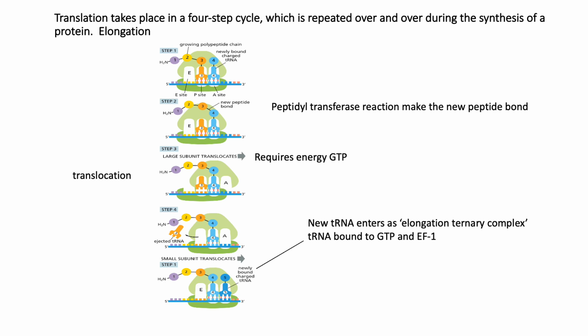Now, this is not predetermined, meaning there's no way for it to know in advance which transfer RNA needs to go in. Does it need to be serine? Does it need to be threonine? Does it need to be methionine? Does it need to be glutamine? I mean, there's no way. The information is solely within the codon.